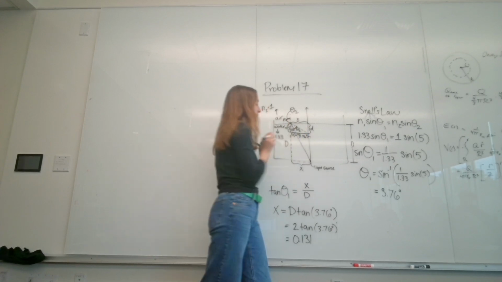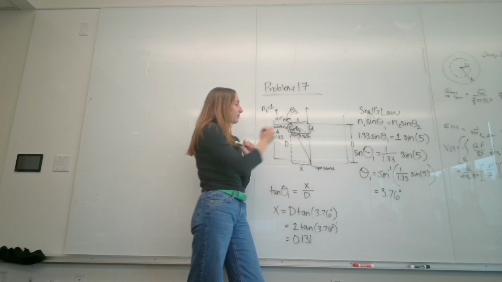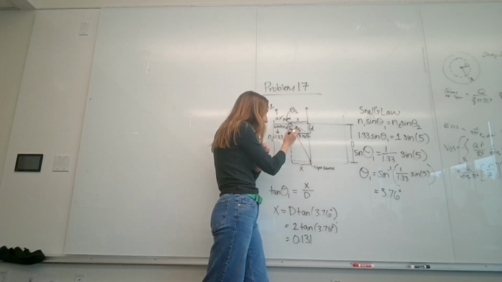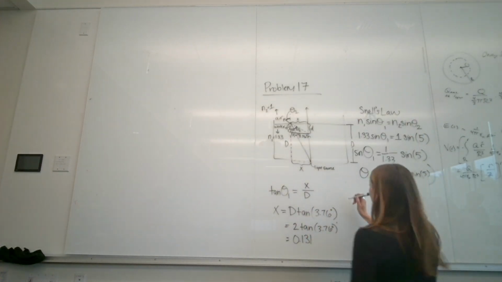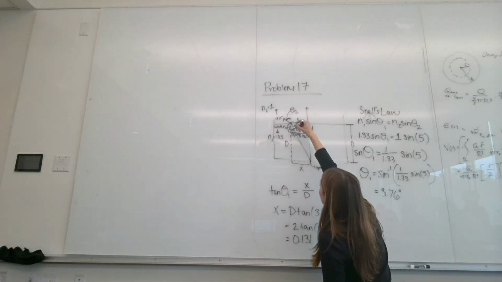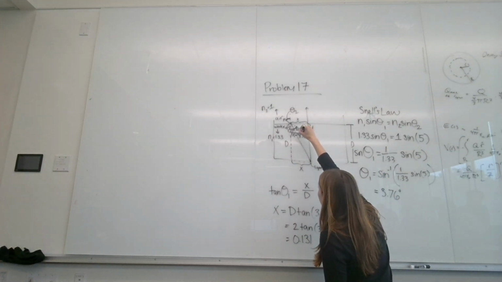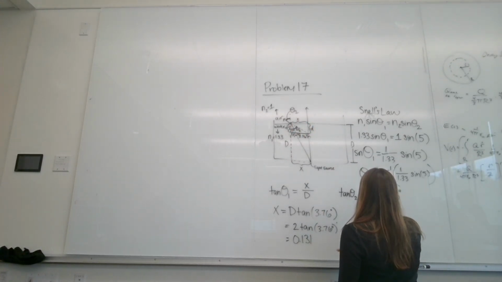Do you see that? Kind of, right? So now I can do this exact same thing, but for theta 2. I can say, all right, let me take my tangent of theta 2, and I'm going to set that equal to my opposite side, which is x, over my adjacent side, which is d. Little d this time.